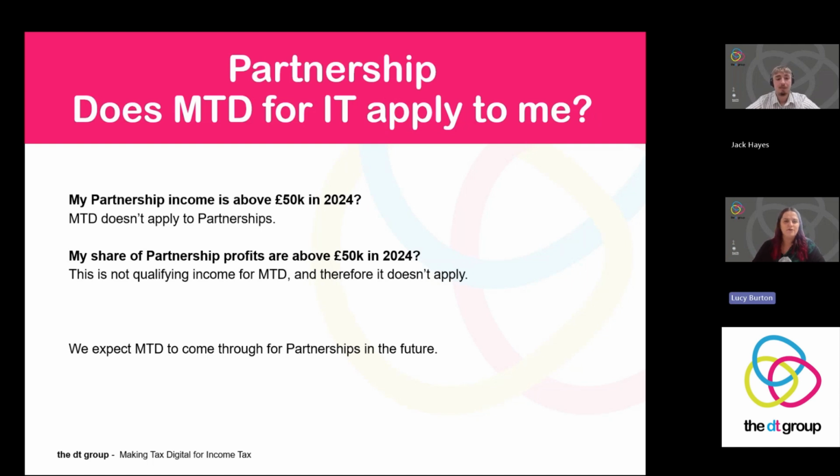Partnership. Well, I've got a partnership business. Does that apply to me? No. Again, same situation. Making Tax Digital does not apply to partnerships. And therefore, if your share of the partnership profits are above 50,000 in 2024, it's not qualifying income. Therefore, April 26th, you don't have to apply for Making Tax Digital. Again, though, this may change in the future, but it won't this year. So stay tuned.